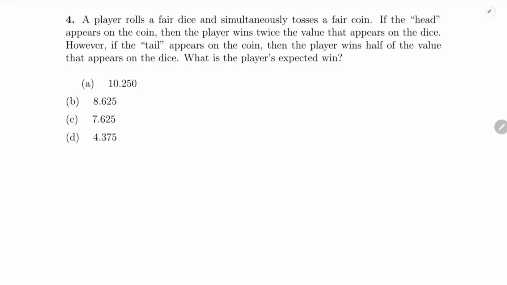Question 4. A player rolls a fair dice and simultaneously tosses a fair coin. If the head appears on the coin, then the player wins twice the value that appears on the dice. However, if the tail appears on the coin, then the player wins half of the value that appears on the dice. What is the player's expected win?